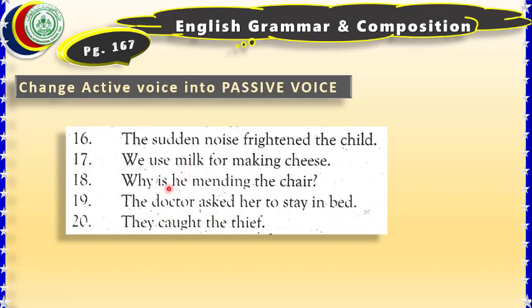Sentence 18 is: why is he mending the chair? The chair will become the subject and the answer will be: why is the chair being mended by him? Being will be there because here is mending.